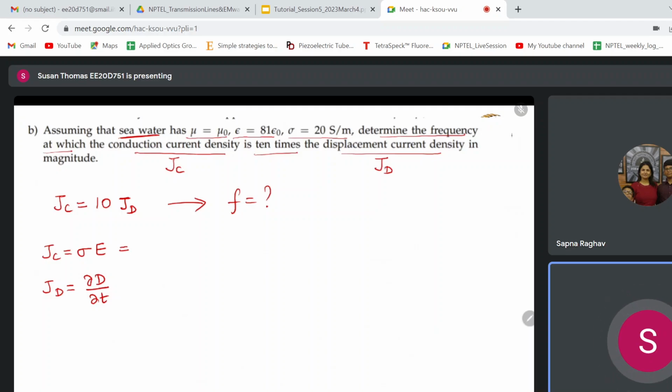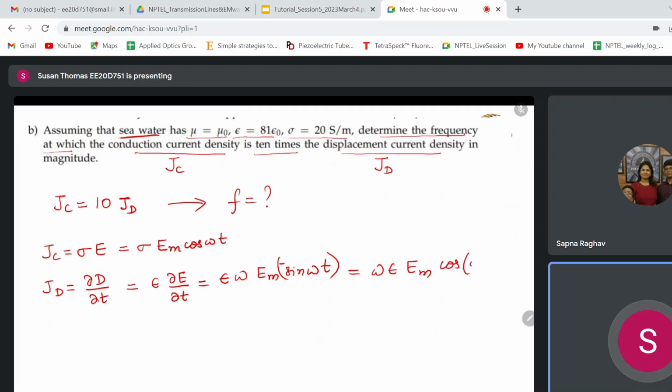Suppose that the electric field is sinusoidally varying, or cosine, or you can write however you want. So JC is sigma Em cos omega t. Let us write E like this. Now let me write JD. How do we write JD? I need to write it like epsilon dou E by dou T. So E is Em cos omega t, so epsilon into omega Em sin omega t. There will be a negative sign. Now, if we want, we can write it as omega epsilon Em cos of omega t plus pi by 2, since cos of 90 plus theta is minus sin theta.